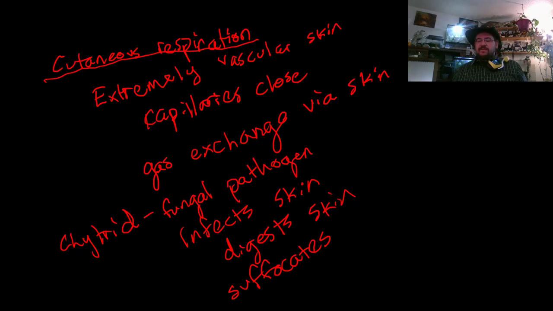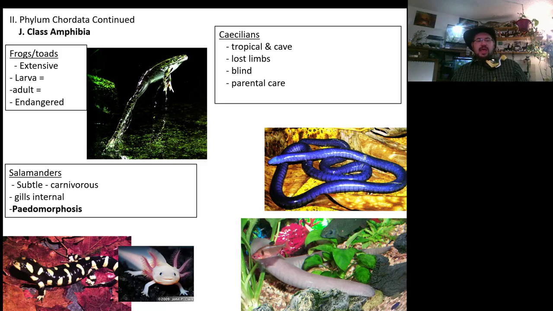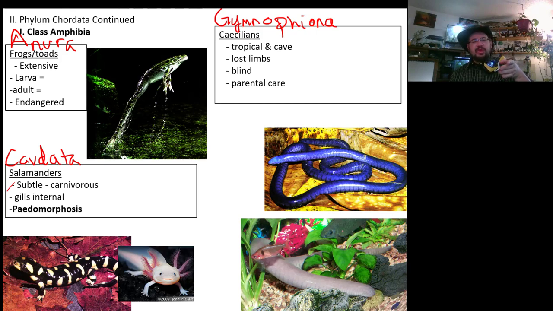There are three extant orders of amphibians, excuse me, I said four. They are Anura, Caudata, and the hard to pronounce Gymnophiona. Anura includes what you think of when I say amphibian, the frogs and the toads, right?